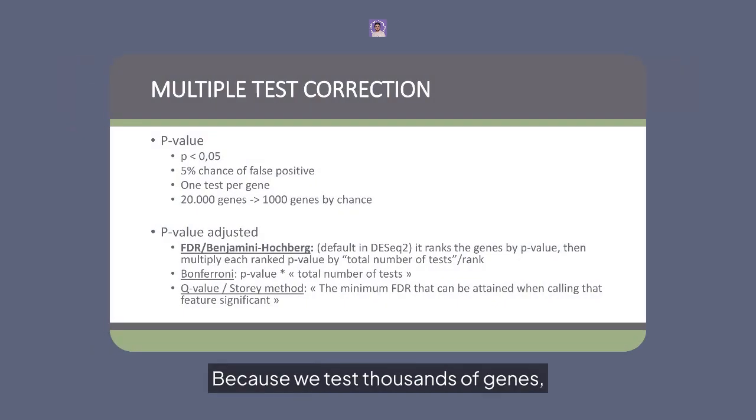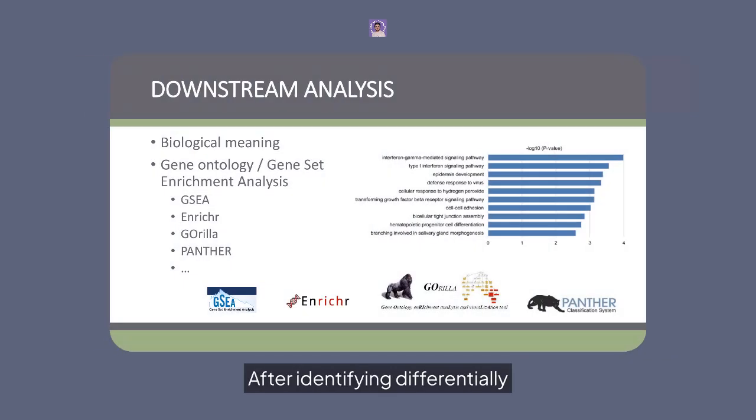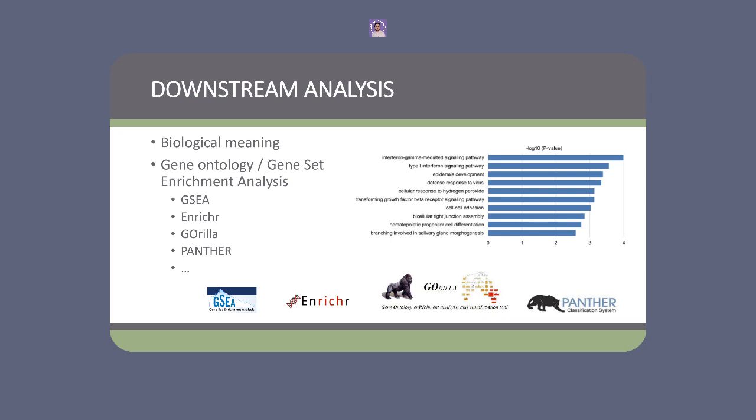Because we test thousands of genes, raw p-values are not sufficient. A threshold of 0.05 would yield many false positives by chance. We therefore apply multiple testing corrections such as Benjamini-Hochberg, FDR, Bonferroni, or Q-value methods to control the expected false discovery rate. After identifying differentially expressed genes, we interpret their biological meaning.